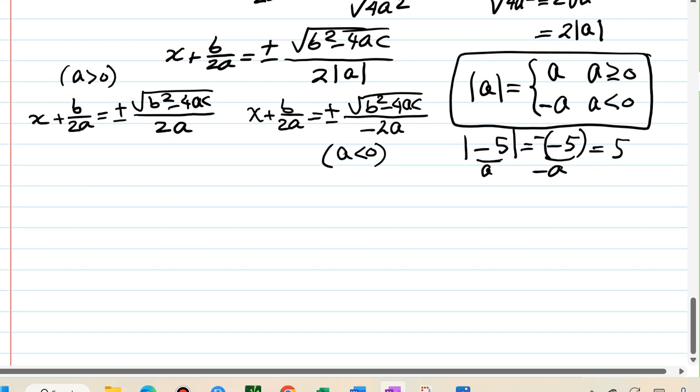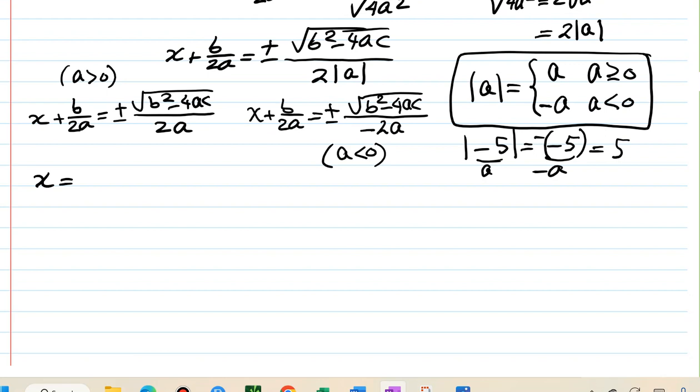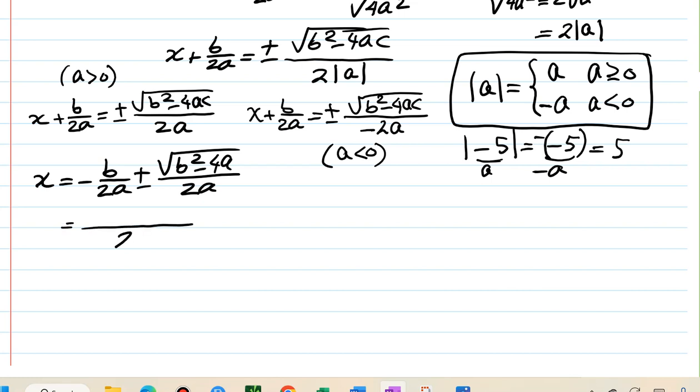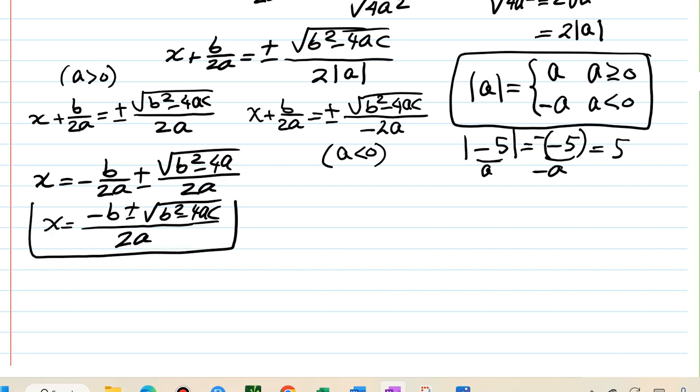All right, now let's proceed. For the first one, I'm going to subtract b over 2a, plus or minus, and then we have square root of b squared minus 4ac divided by 2a. And then when we combine this with the common denominator, that's just negative b plus or minus square root b squared minus 4ac. So here's the first part of the quadratic formula.